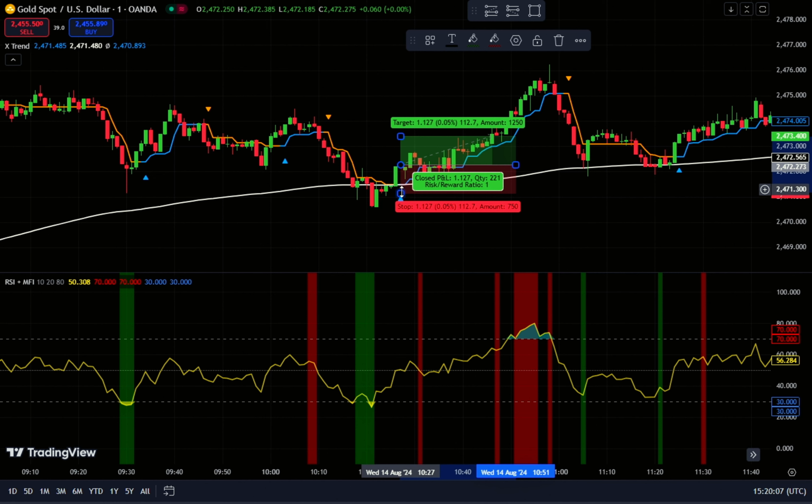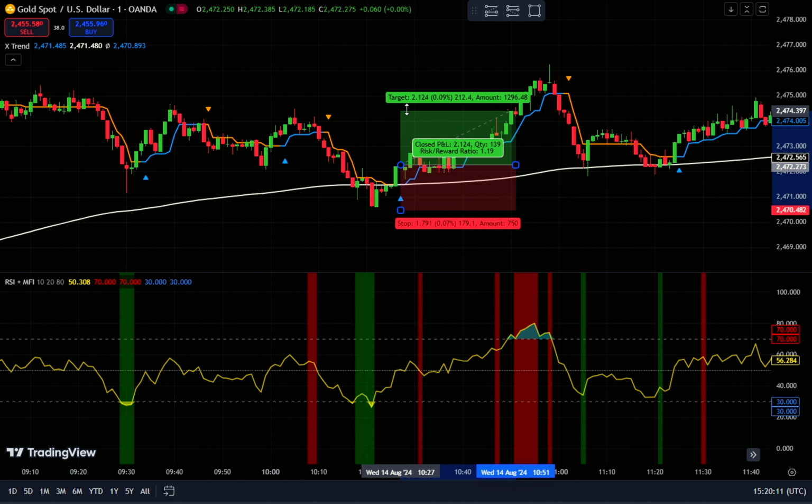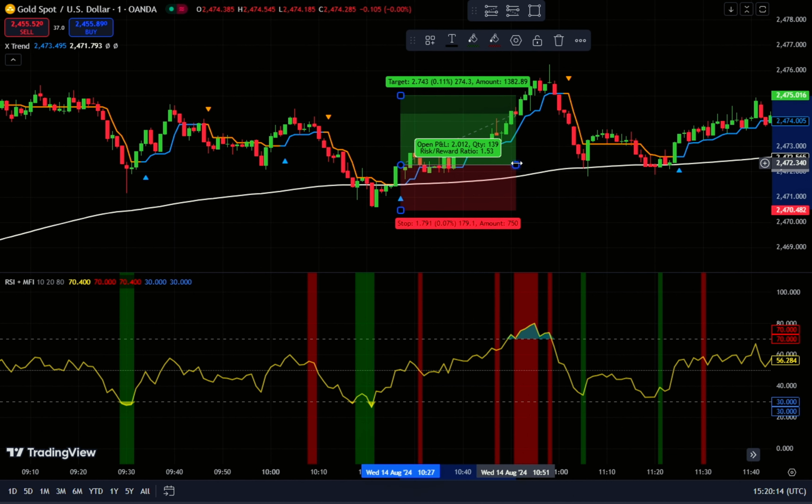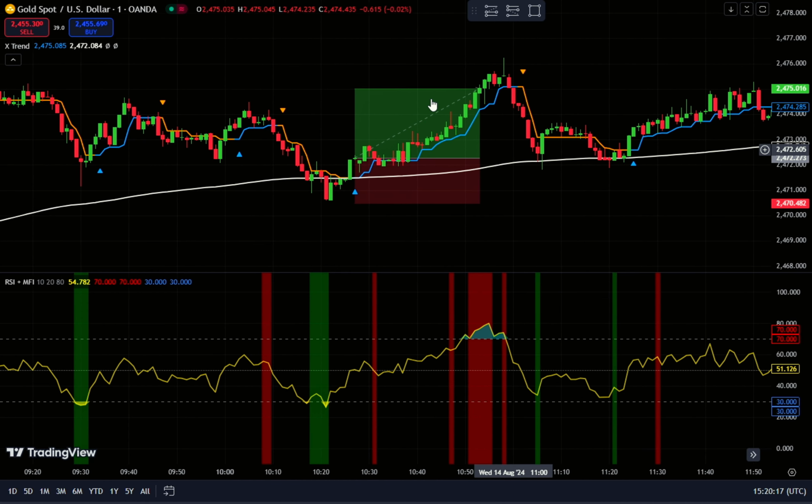Place a stop loss at the latest swing low to manage your risk. Set a take-profit target using a risk-reward ratio of 1 to 1.5. This means if you're risking $100, your target should be $150.